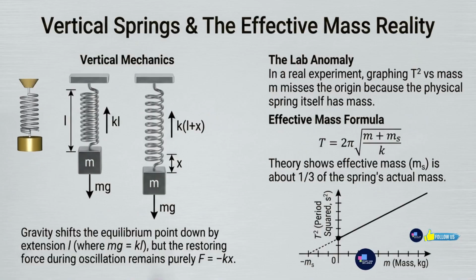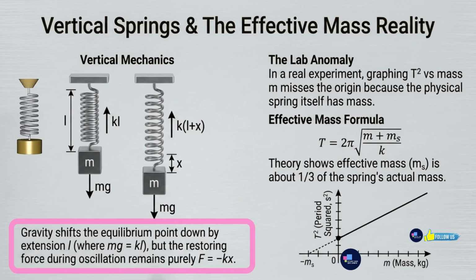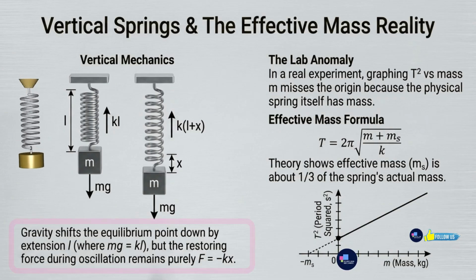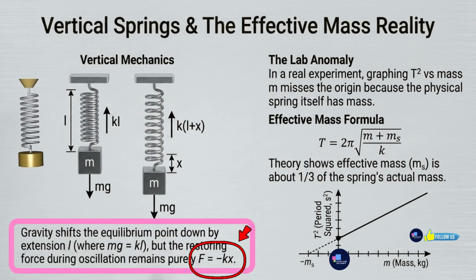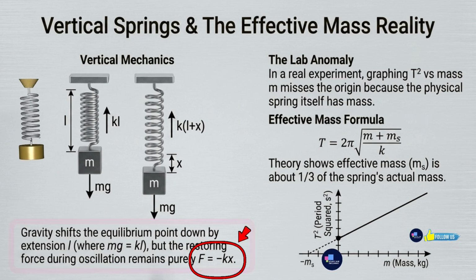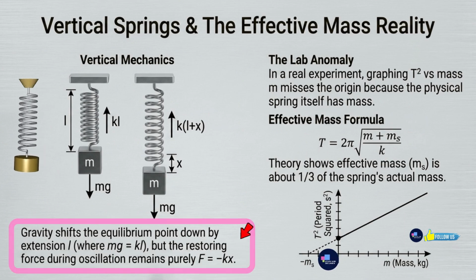When we attach a mass to a vertical spring, gravity naturally stretches it down and shifts the resting equilibrium point downward. But what's really interesting here is that once you pull it down even further and let it go, the dynamic restoring force during the actual bouncing oscillation remains purely F equals minus Kx. It completely obeys Hooke's law. Gravity just set a new starting center point. It doesn't change the mathematical nature of the bounce itself.